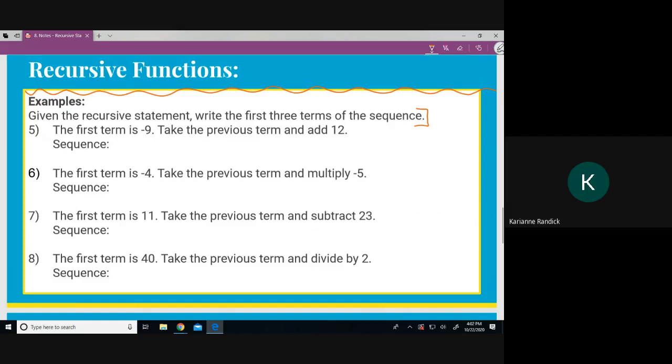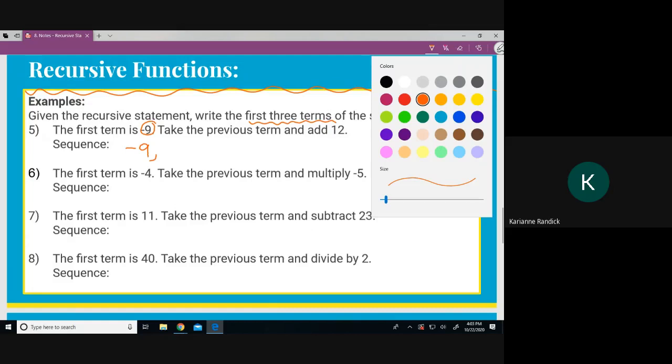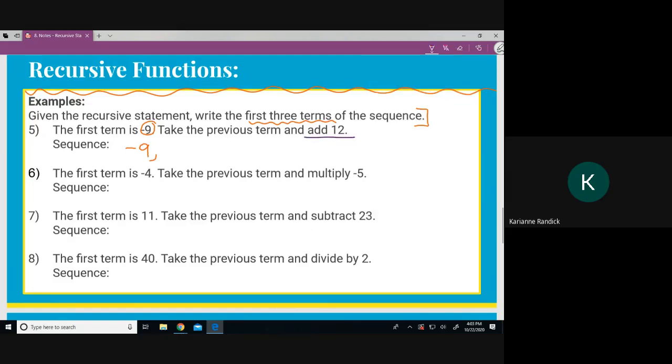So it says the first term is -9. Take the previous term and add 12. So it tells you where to start. It's saying you're going to start at -9. So my sequence, that's my first number. Okay, and I asked you to write the first 3 terms. So I need to do 2 more terms. So I've got -9. And what's it tell you to do? It tells you to add 12. Okay, so I'm just going to go -9 plus 12. And I get 3. So that's my next number. And then I take 3 and I add 12 and I get 15.